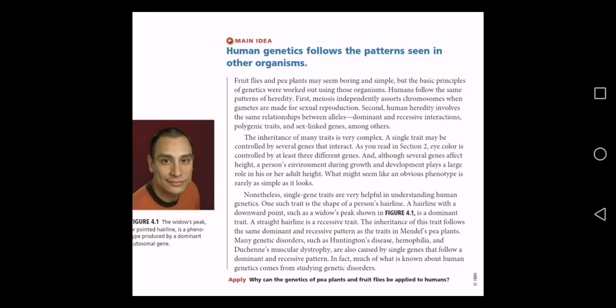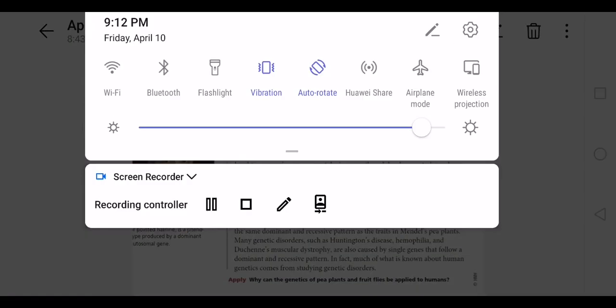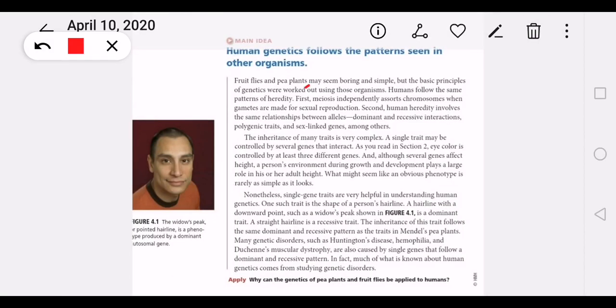The second thing, human heredity. Let me just highlight this. This is the first thing, and this is the second thing. Okay, human heredity involves the same relationships between alleles. There are dominant alleles and there are recessive alleles. And there are polygenic traits, and there are sex-linked genes. There is incomplete dominance in humans too, and all the kinds of traits and patterns of inheritance that we study in other organisms. Okay?